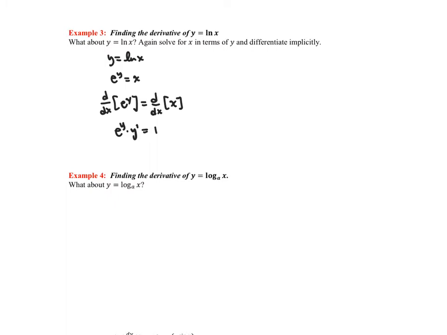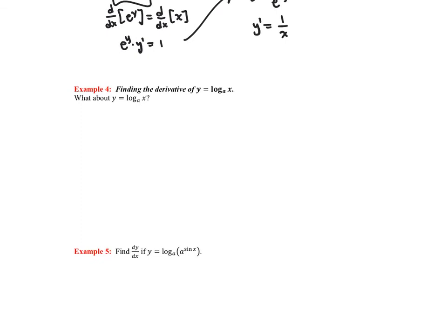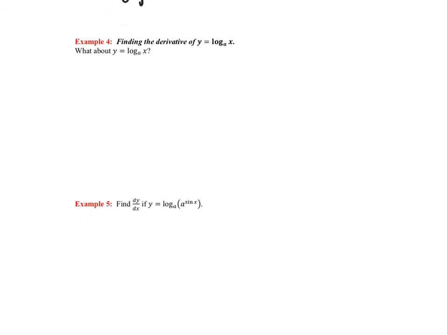The derivative of x is 1. Therefore, y prime is equal to 1 over e to the y. And I know e to the y is equal to x. So y prime is equal to 1 over x. How about y equals log base a of x? No longer natural log. Now it's log base a of x. So I'm going to write that implicitly, writing this as a to the y equals x.